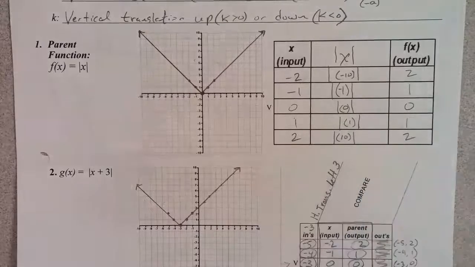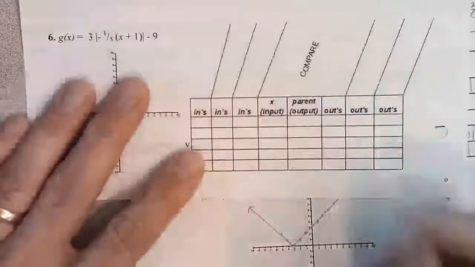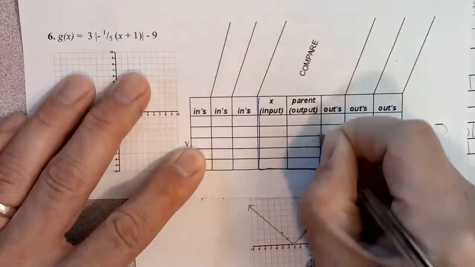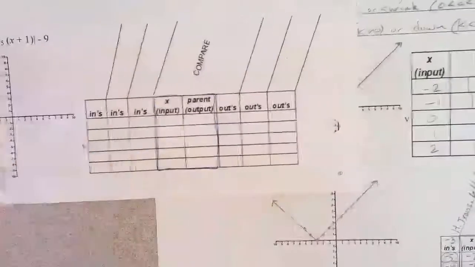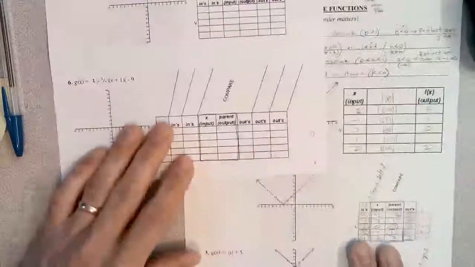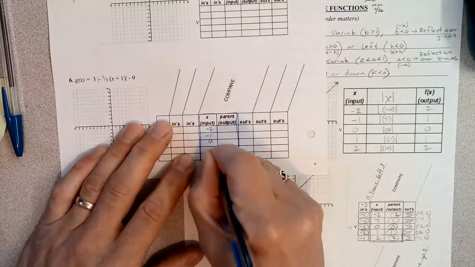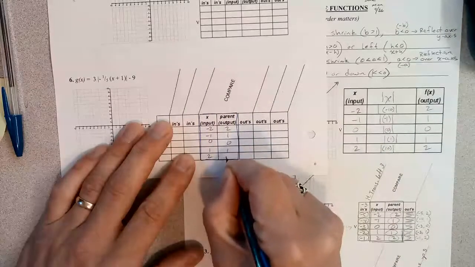So the -2, -1, 0, 1, 2. We are going to take those inputs and outputs and put them in right here on number 6 into our parent function area. I would not encourage you to use pen like I just did. Let me get my pencil. Okay, and let me zoom out here so we can see that. We're going to go with our -2, our -1, our 0, our 1, and our 2. Our outputs then are 2, 1, 0, 1, and 2.